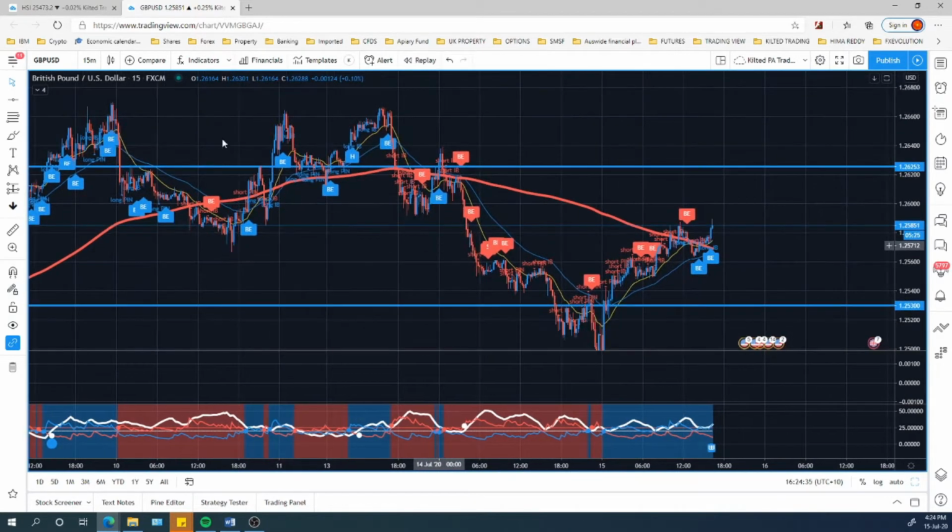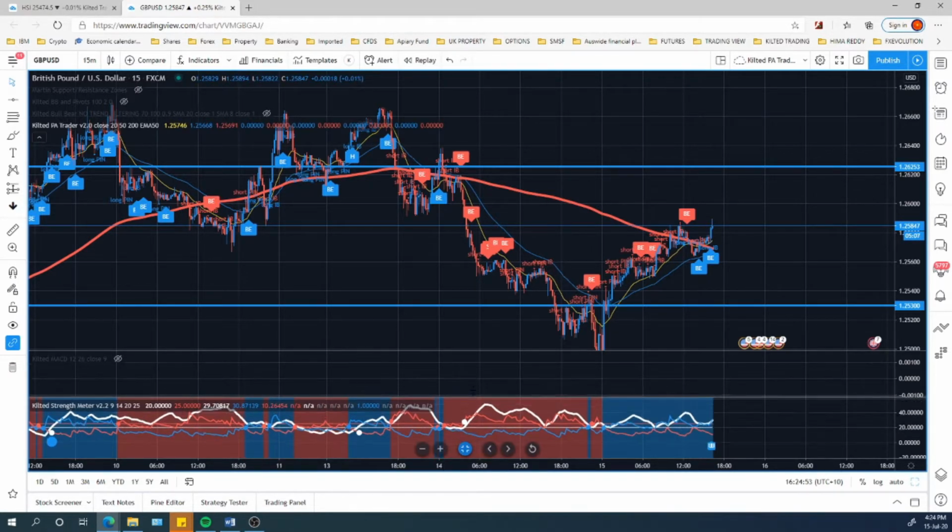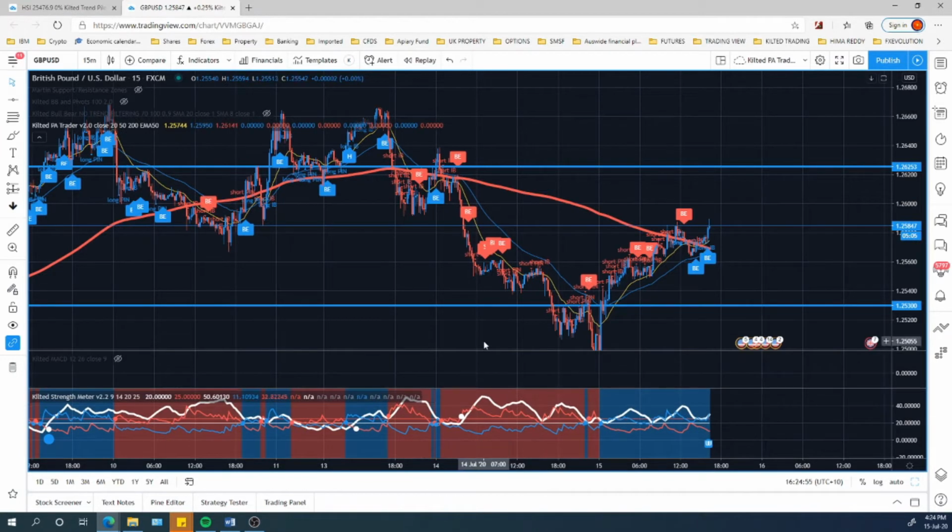So I've cleared a lot of the other indicators we have. Here on the main window, this is the price action trader that we have set up. If we go into the settings very quickly, before we do that, I'm just going to make mention we've got the Kilted strength meter down in the bottom. It's an excellent complement for this price action trader, as we'll see in a minute.